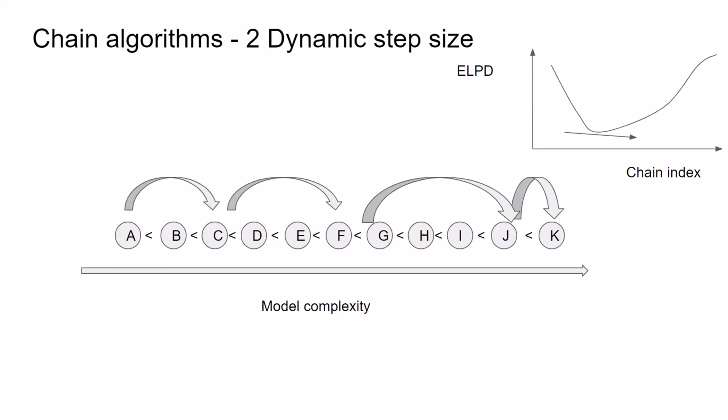The second variant would be a dynamic step size algorithm. Given a particular chain, we search along the chain while adjusting our step size. We utilize the ELPD values of the previously examined models to determine the step size. The key assumption required is that a linear approximation of ELPD value with respect to chain index is possible in a local neighborhood in a chain.